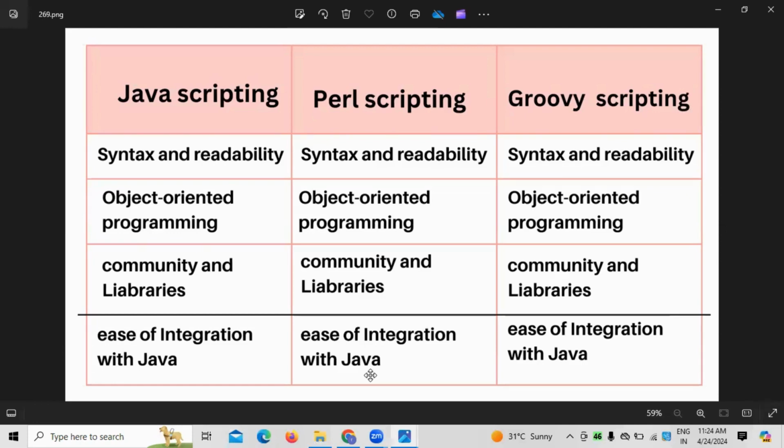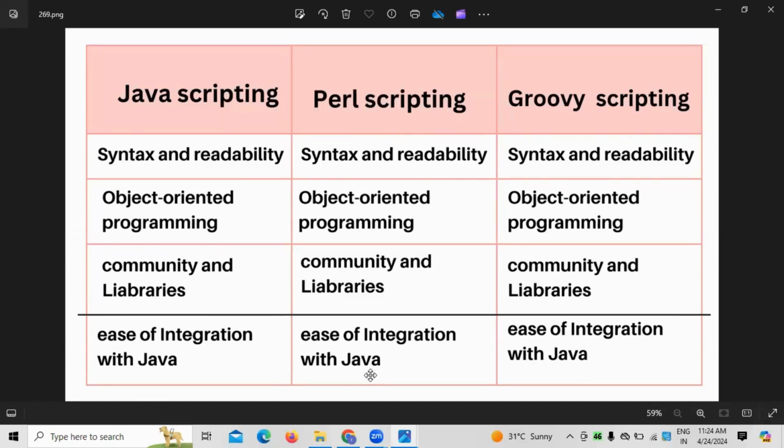Okay, fine. So when it comes to syntaxes, when we talk about Java scripting, the syntaxes are more or less the same as the Java programming language. Whatever programming we are working on, the same syntaxes will be useful here. At the same time, the readability is very simple for us, because if a person has an idea of the Java programming language, readability in context to Java scripting syntaxes will be simple.